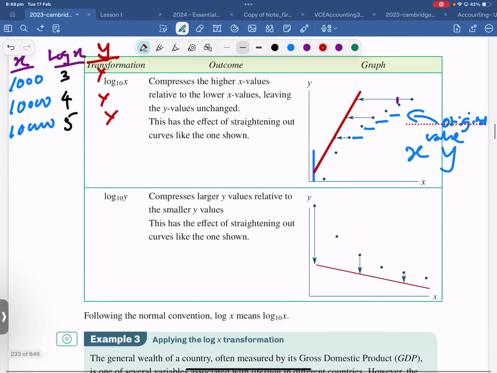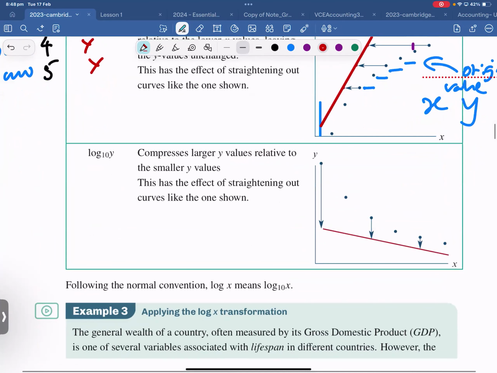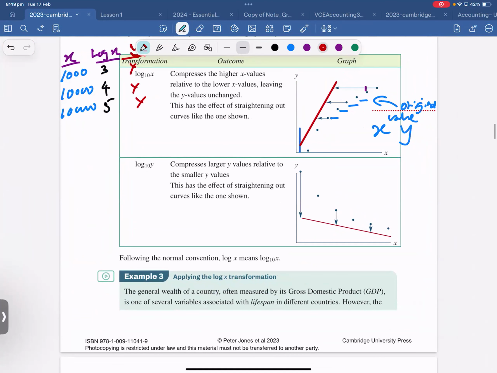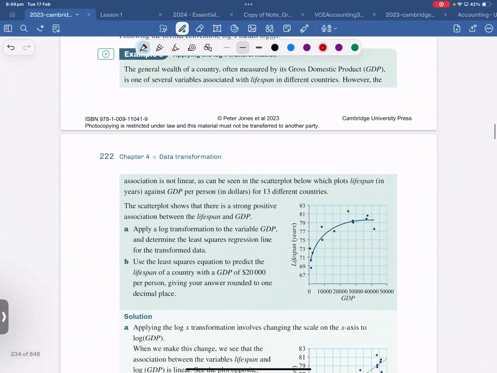Okay, similarly, guys, you do the same thing for y value. If the y values are too high, then you can apply log y. That's it. And then you will plot it.